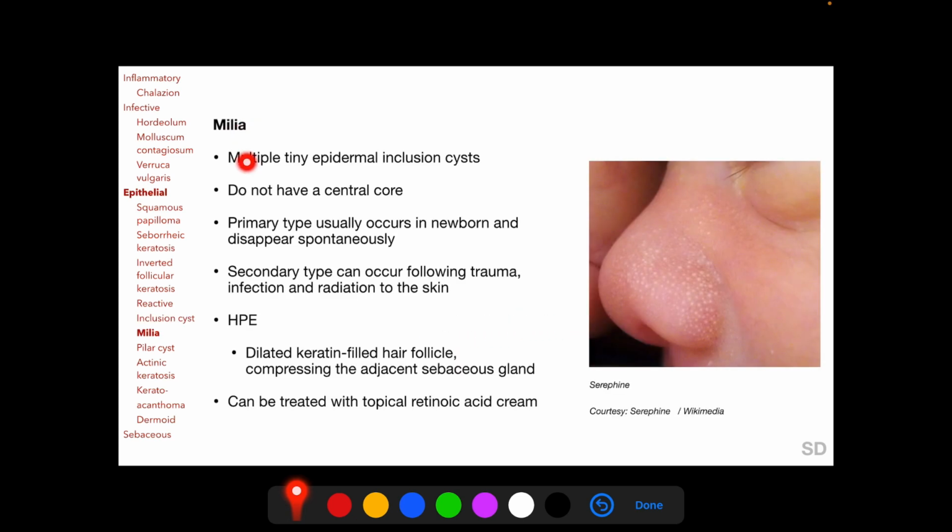Milia are multiple and tiny epidermal inclusion cysts, but they do not have a central core. The primary type usually occurs in newborns and disappears spontaneously, and the secondary type can occur following trauma, infection, and radiation to the skin. On histopathology, we find dilated keratin-filled hair follicles compressing the adjacent sebaceous gland, and milia can be treated with topical retinoic acid.